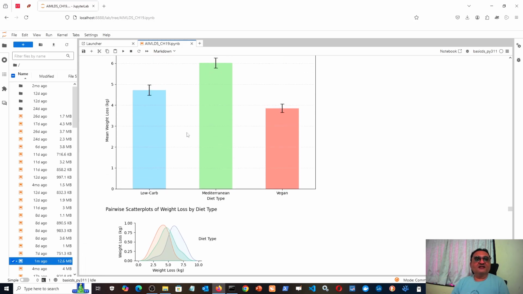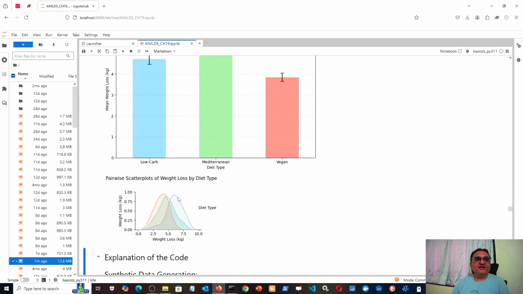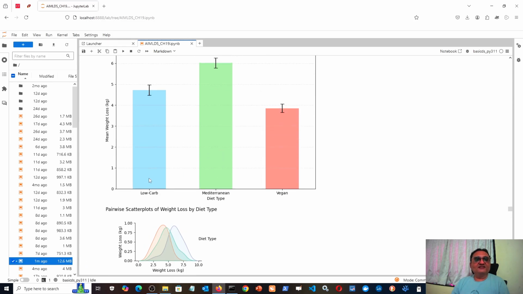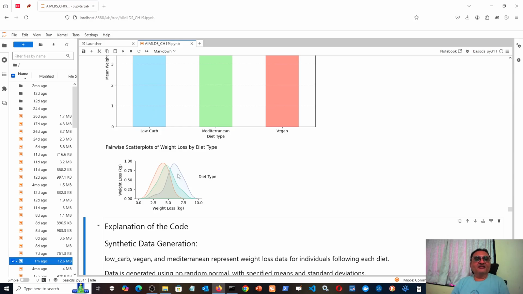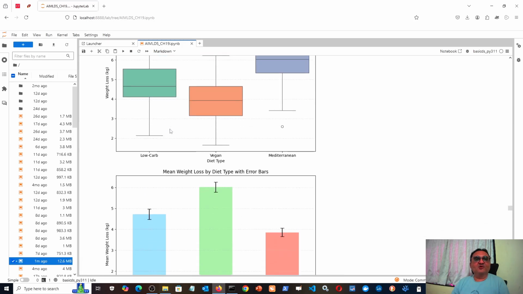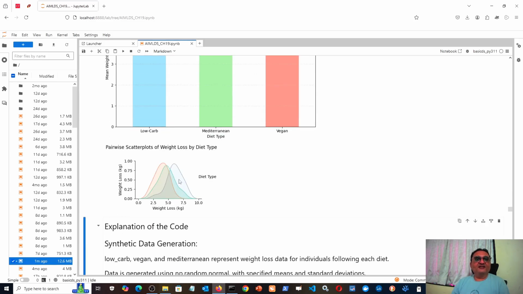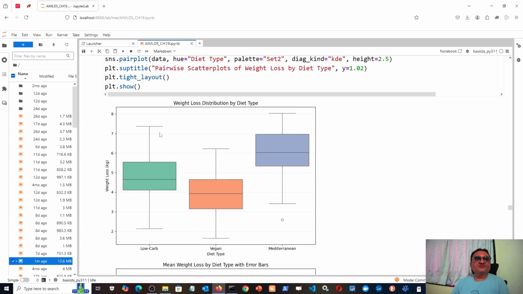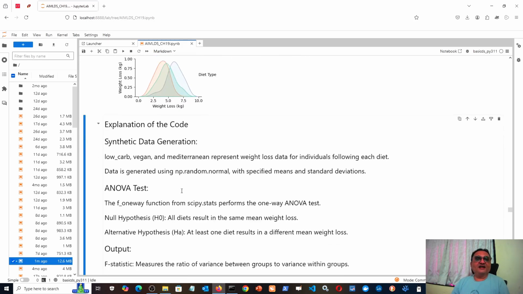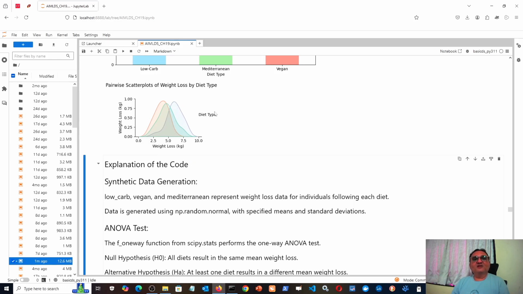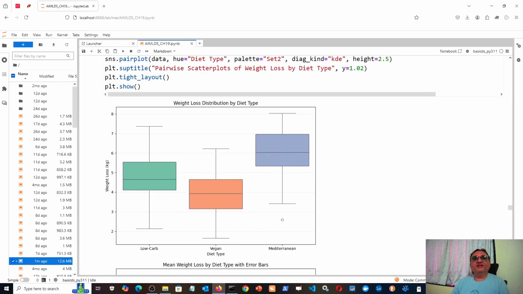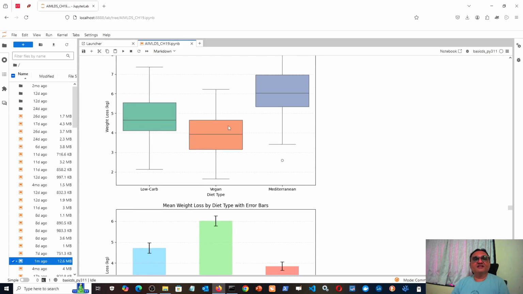Then green is for the Mediterranean diet, and therefore its median is higher. No, I think here the color code is changed, because otherwise the median weight loss for the Mediterranean diet should be the highest. So I think the green here is for the low carb diet, and for that the median weight loss is somewhere less than 5 but above 4, right? And this graph here is for the Mediterranean diet, and that shows that the median weight loss is the highest. It is above 5, in fact 6 kg, and below 7.5.